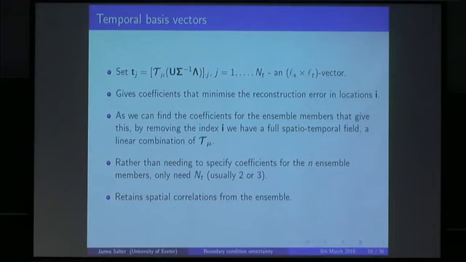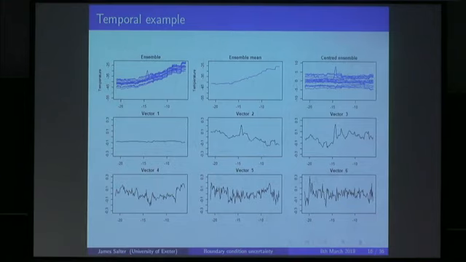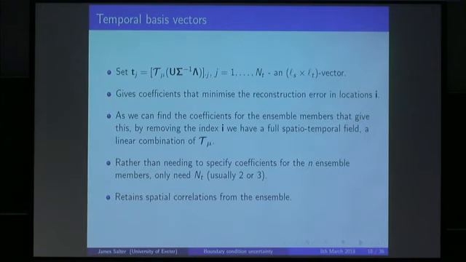So we have our n equals 16 ensemble members, but we can achieve the same thing just by using 2 or 3 basis vectors. And since we've ended up with linear combinations of the full spatial temporal fields, this will hopefully be retaining some useful correlations from our ensemble.